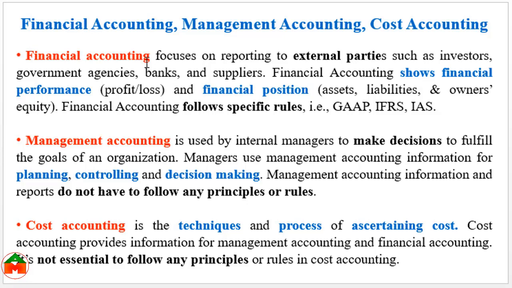Here there is a distinction between financial accounting, managerial accounting and cost accounting. We have already known that financial accounting focuses on reporting to external parties like investors, government agencies, banks and suppliers. Financial accounting shows the financial performance and financial position, and it follows specific rules known as GAAP, Generally Accepted Accounting Principles, IFRS, International Financial Reporting Standards, and IAS, International Accounting Standards. These are the rules or principles which are followed to prepare financial accounting. That means financial accounting follows specific rules or principles.